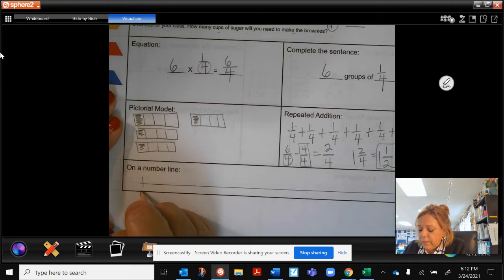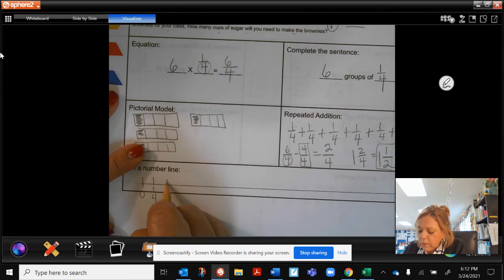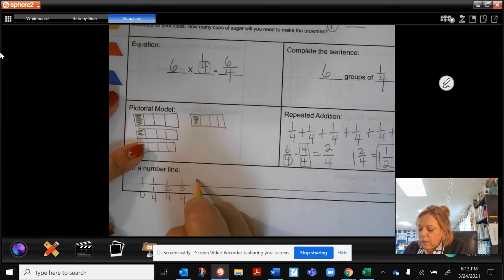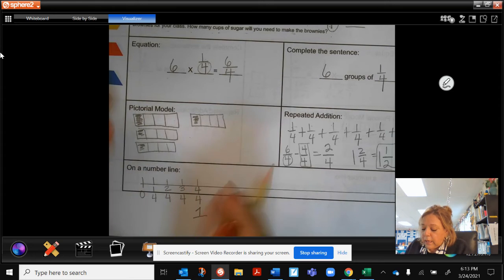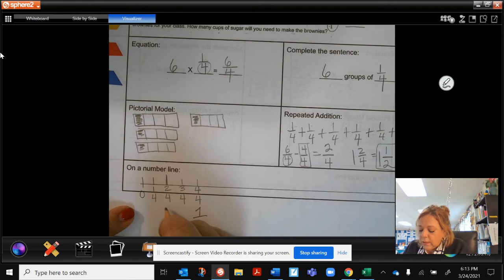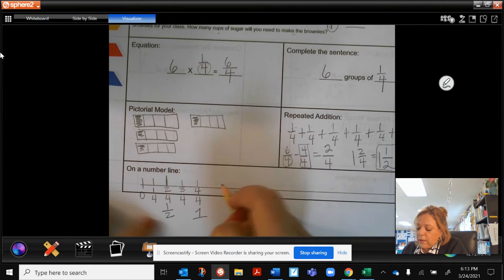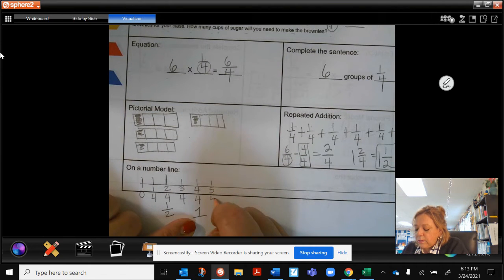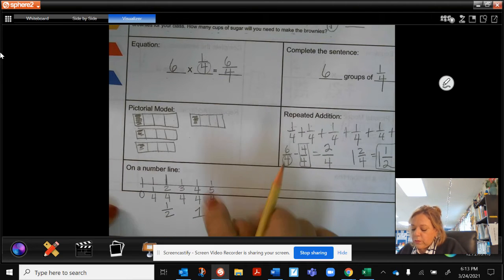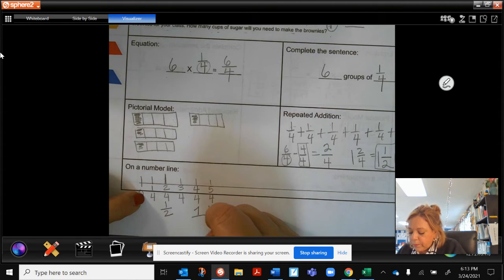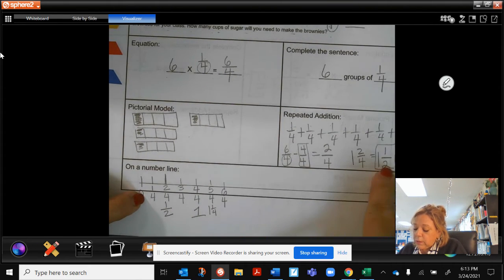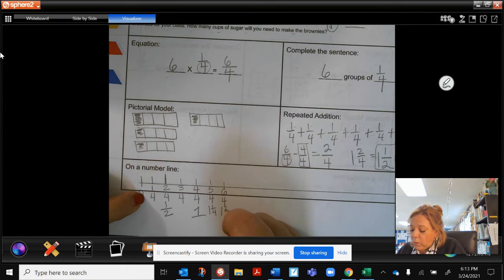Start off with 0, and I have 1/4. So I'm going to put 1/4, 2/4, 3/4, 4/4, which is 1. 2/4, we said, if I look, this is right in the middle. This is 1/2. 5/4, which is going to be 1 and 1/4. 6/4, which is going to be 1 and 1/2.